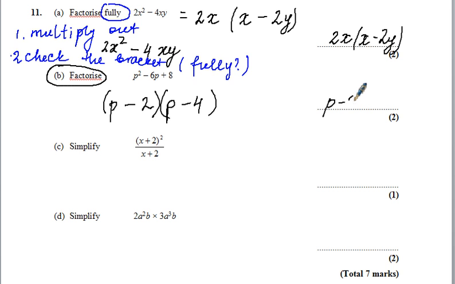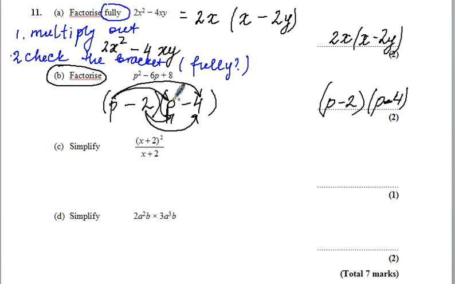Right, p minus 2 times p minus 4, and obviously we do check. So let's multiply out the brackets. P times p is p squared. P times minus 4 is minus 4p, and minus 2p is minus 6p, which is correct. And minus 2 times minus 4 gives you positive 8, so that's also correct.